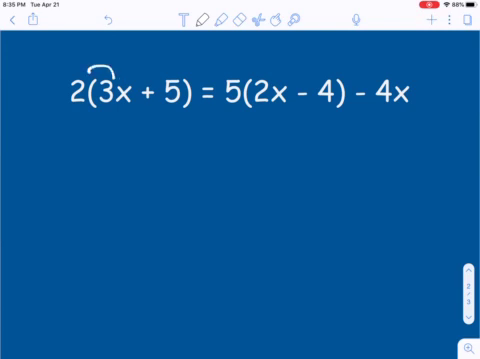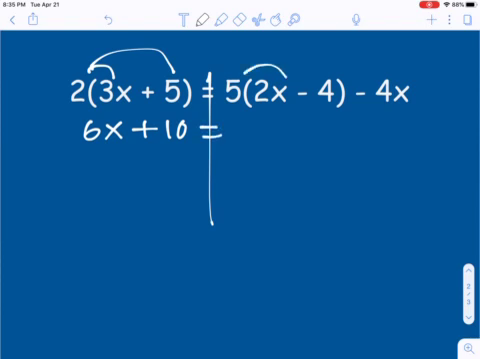So we got 2 times 3x, 2 times 5 over here. So let's do that. So 2 times 3x is 6x. 2 times 5 is positive 10. So run our fence down. 5 times 2x is 10x. All right. Minus 20, because that's what 5 times negative 4 is.